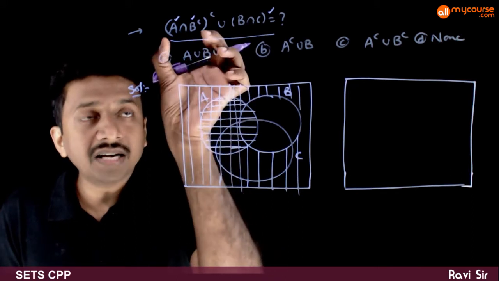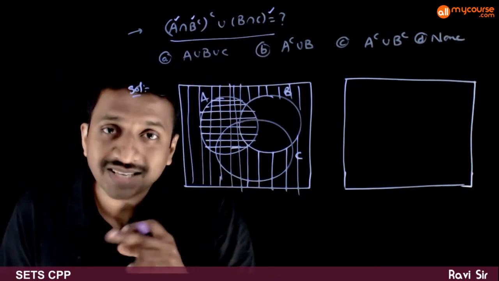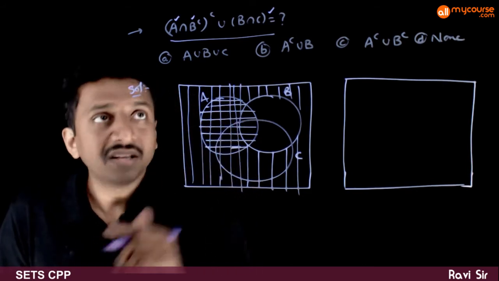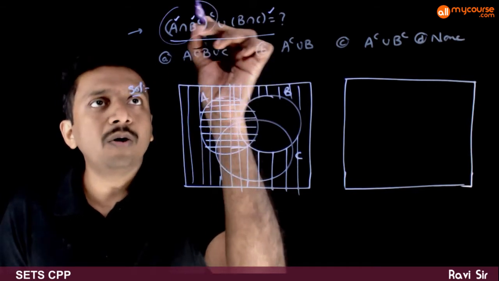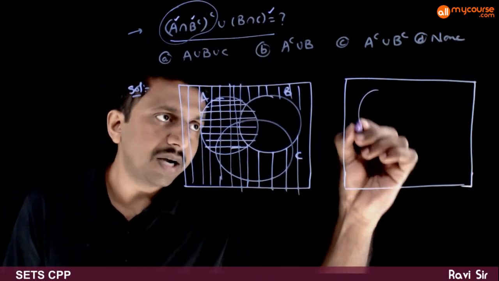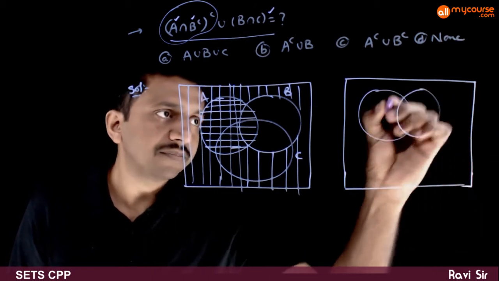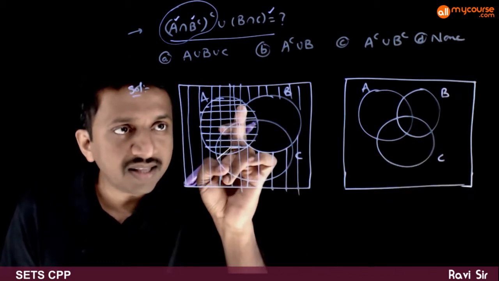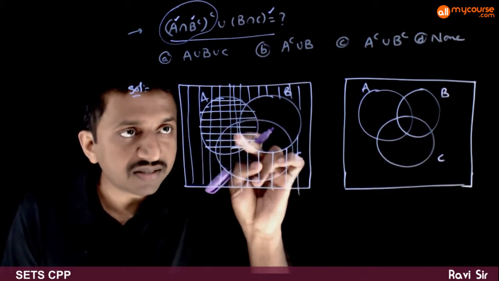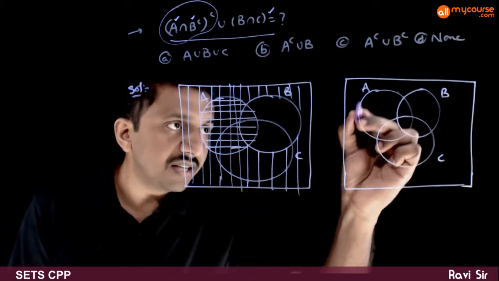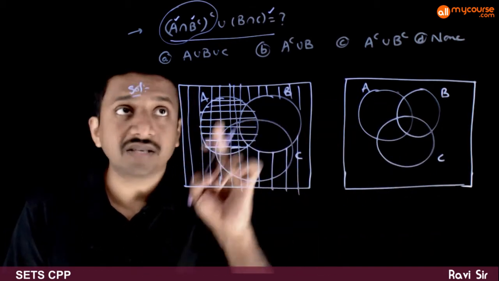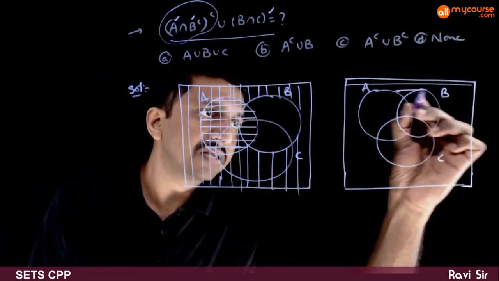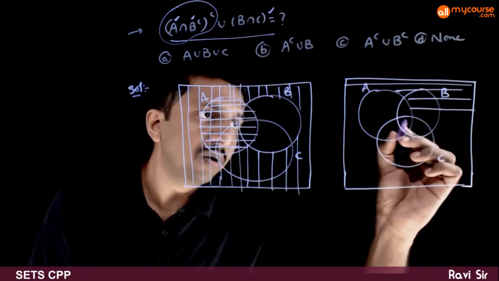Now I want (A intersection B complement) whole complement. That is everything except this checked region. Everything except this checked region. So (A intersection B complement) whole complement. Try to plot it in this Venn diagram. This is A, this is B, this is C. So you can see the checked region here. The checked region is this region. Everything except this region is (A intersection B complement) whole complement.